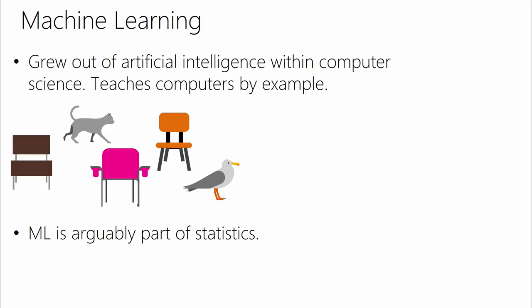Classification is a core problem of machine learning. Now, machine learning is a field that grew out of artificial intelligence within computer science, and the goal is to teach computers by example. If we want to teach the computer to recognize images of chairs, then we give the computer a whole bunch of images and tell it which ones are chairs and which ones are not, and then it's supposed to learn to recognize chairs, even ones that it hasn't seen before.